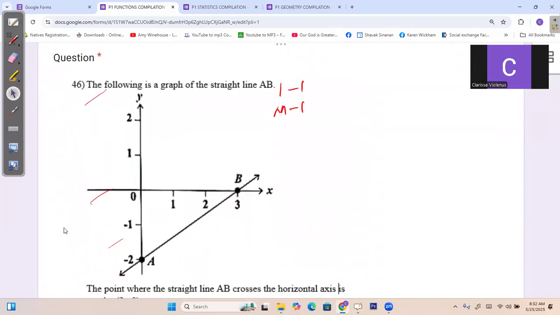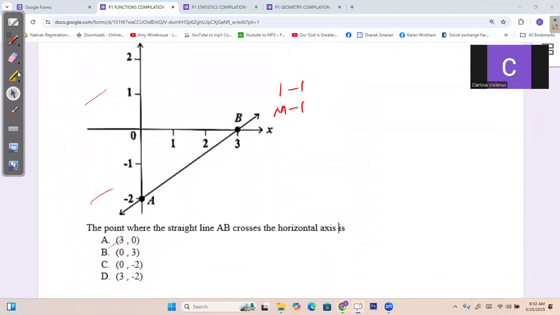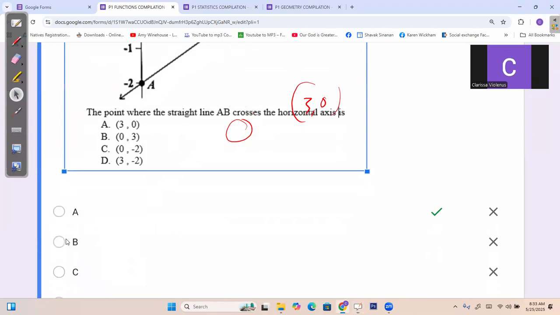So it says here, the following is a straight line. The point where the straight line crosses the horizontal axis is... Where does it cut the horizontal axis? Here. And what number is that? That's 3, 0. Be careful. Remember, x always comes first, so that's why it's 3, 0. So your answer here is A.